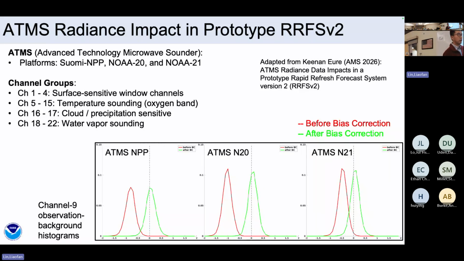And this is for different satellites or platforms. The red line shows the results, the observation minus the background before the bias correction. And the green line shows after bias correction. And as you can see, the bias correction procedure in the JEDI works, and after bias correction, typically the observations have a mean closer to 0 compared to the observations before the bias correction procedure.